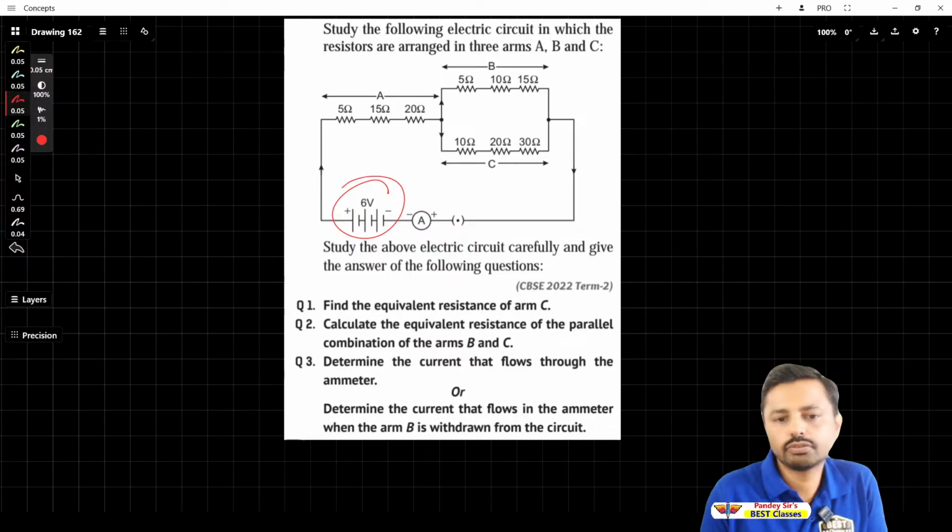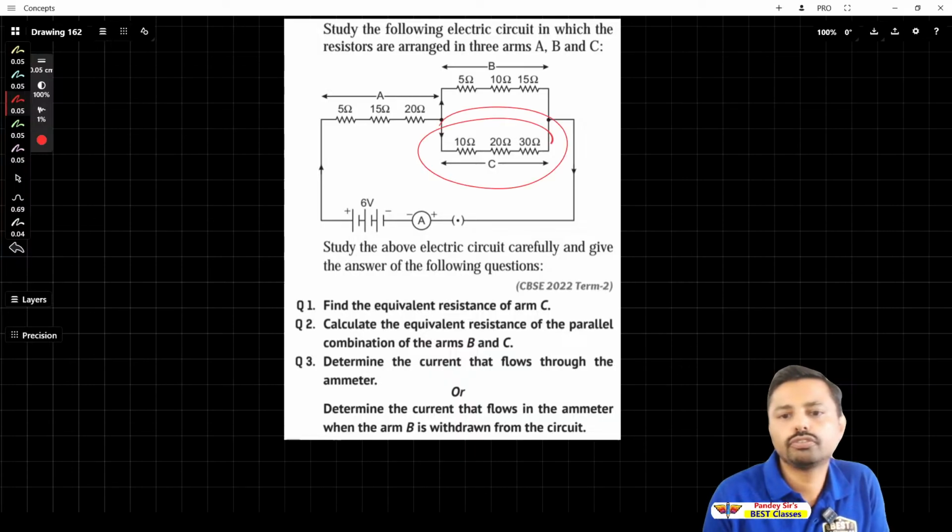Also, the voltage is 6 volt. That's the battery. Find the equivalent resistance of arm C. So the total resistance of this one they asked. Okay, it's in series, so we can directly add here: 20 plus 30, 50, plus 10, 60. So this one is 60, very easy.